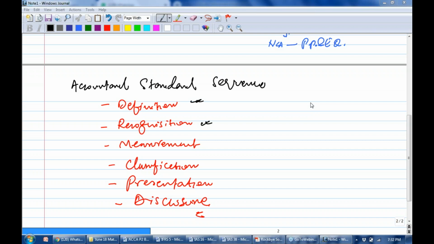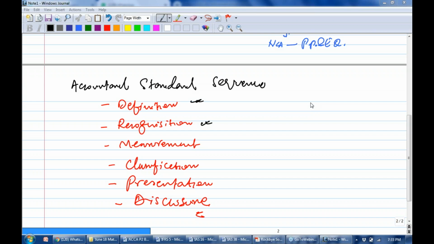So continue with this. The recognition criteria is more about the asset. The asset definition means any asset meeting the definition of property, plant, equipment, considered as a resource controlled by the entity. For example, if a building belongs to a company, that means ownership belongs to the company. So the company can say the building is a resource controlled by the entity, number one.